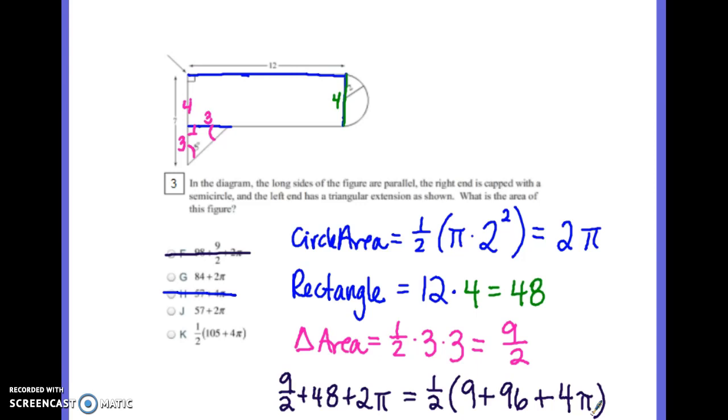And then you can see it's starting to look more like K. The only thing is, now you have to put together the 9 and the 96. 9 and 96 makes 105, so K is your correct answer.